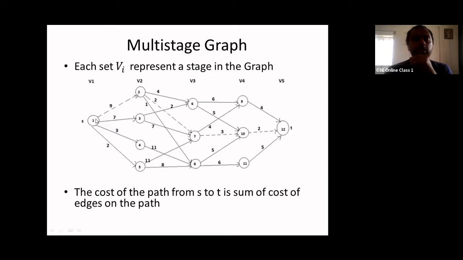Whenever we consider this as a path from one location to another, there can be multiple paths to reach the destination. The cost of a path is the sum of its edges. For example, if we take 1 to 2, 2 to 7, 7 to 10, and 10 to 12: 1 to 2 is 9, 2 to 7 is 2, 7 to 10 is 3, and 10 to 12 is 2. If we sum all of these up, we get the cost of this particular path. So 1, 2, 7, 10, 12 is one of the paths.